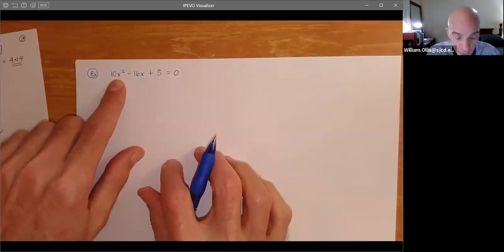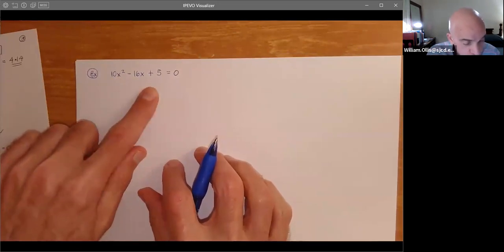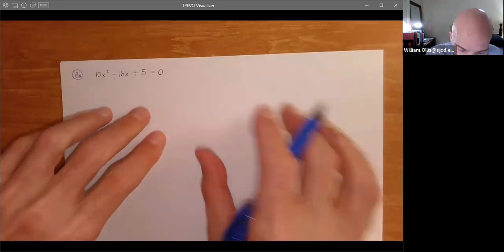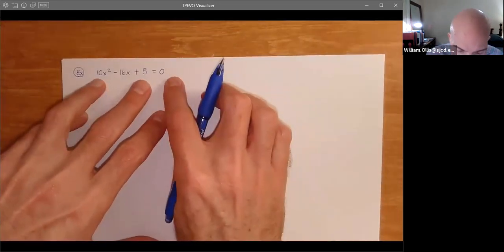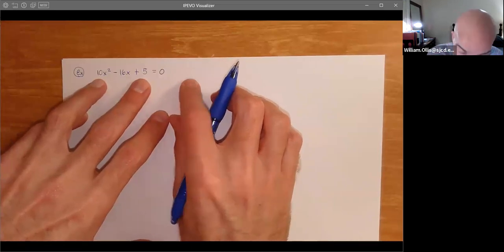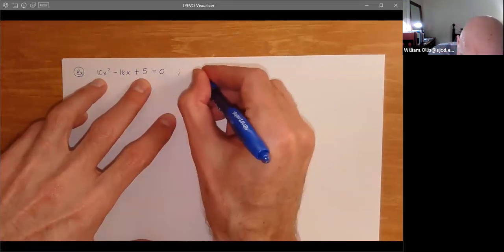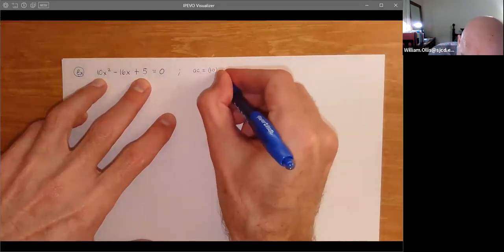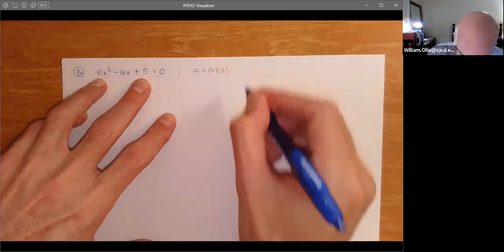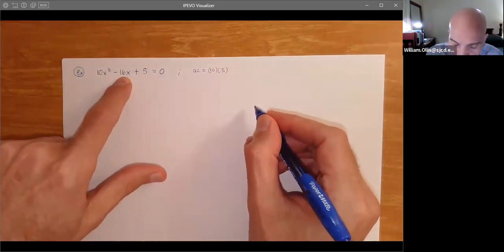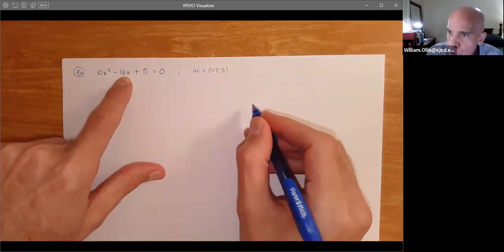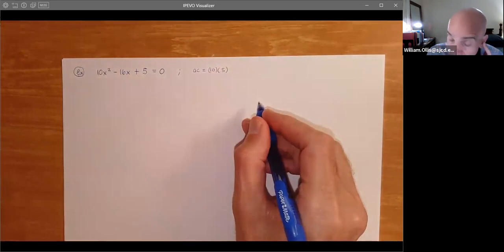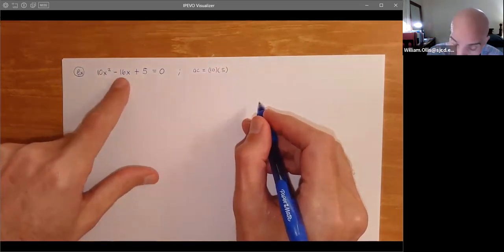So again, 10x squared minus 16x plus 5 equals 0. Now, again, you might look at this and say, well, we could try the AC lemma. And then if you did, you think, well, we have AC equals 10 times 5. And then of course, you know that you need a negative here. So you would have to impose two negatives to maintain the positive product so that you get a negative 16.